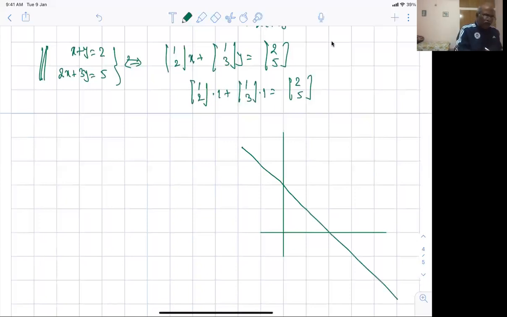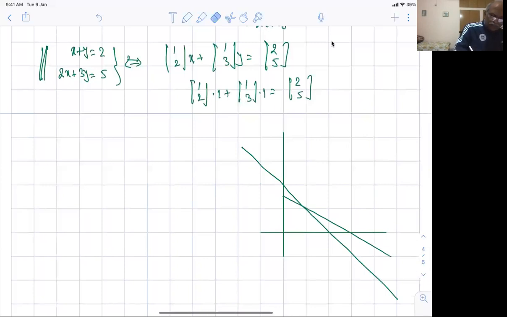Fine. For 2x plus 3y equals 5, if I take y equal to 0, then x is 5 upon 2. And if x is 0, y is 5 upon 3, which is 1.67. So maybe the line will go something like this. So this is the point of intersection.